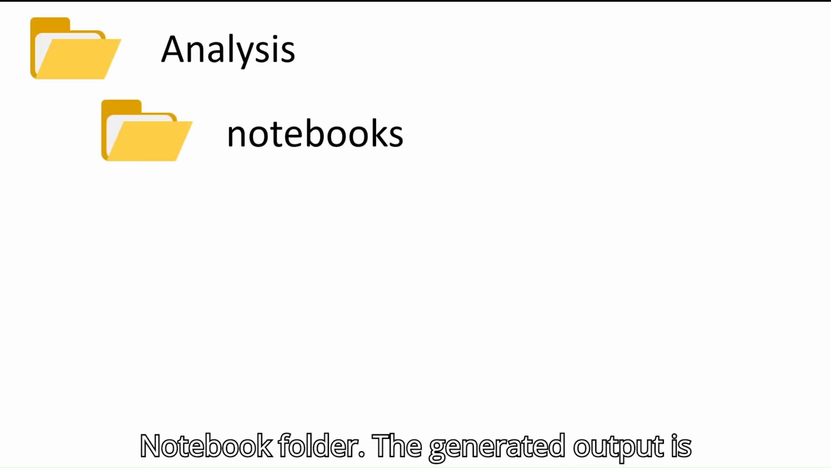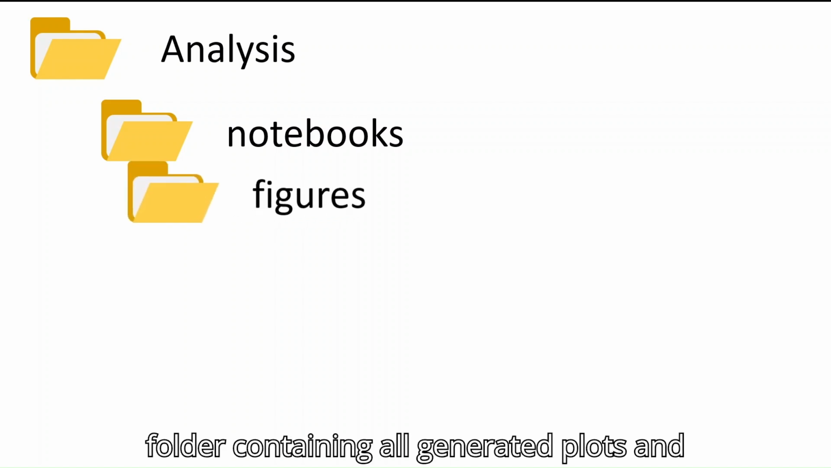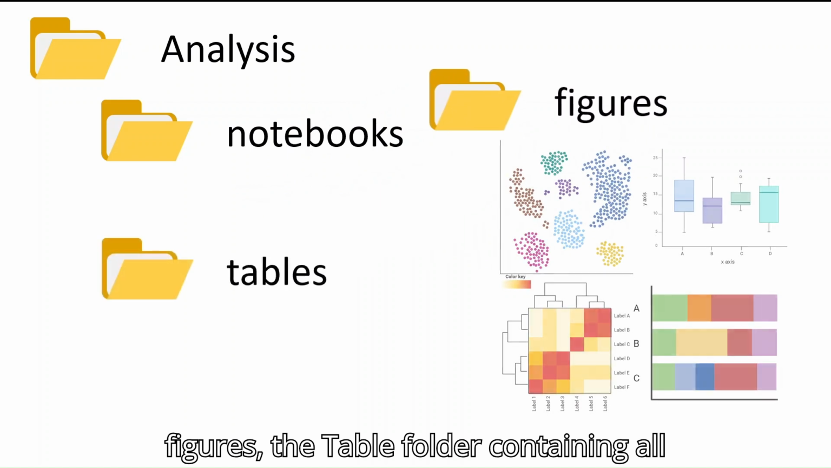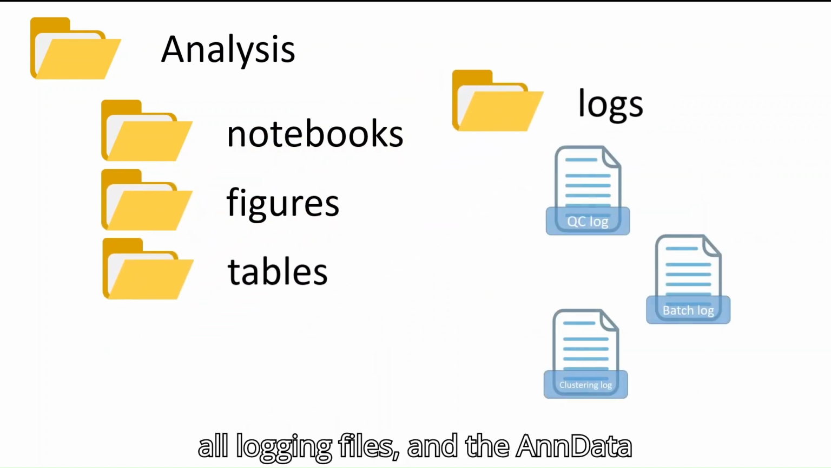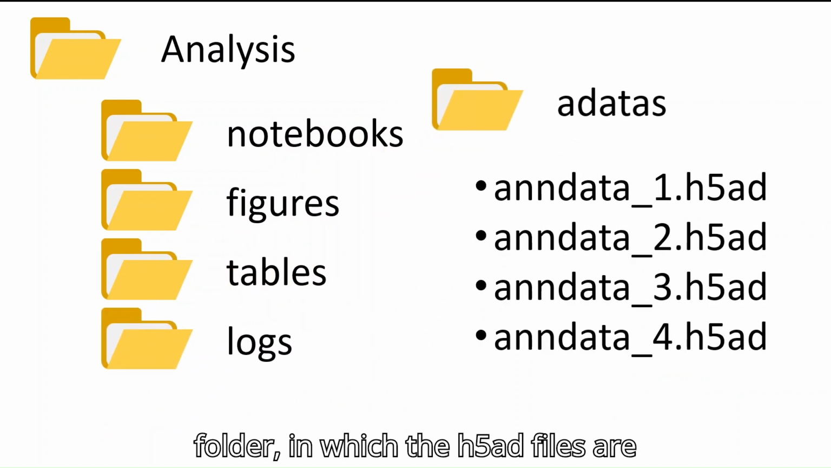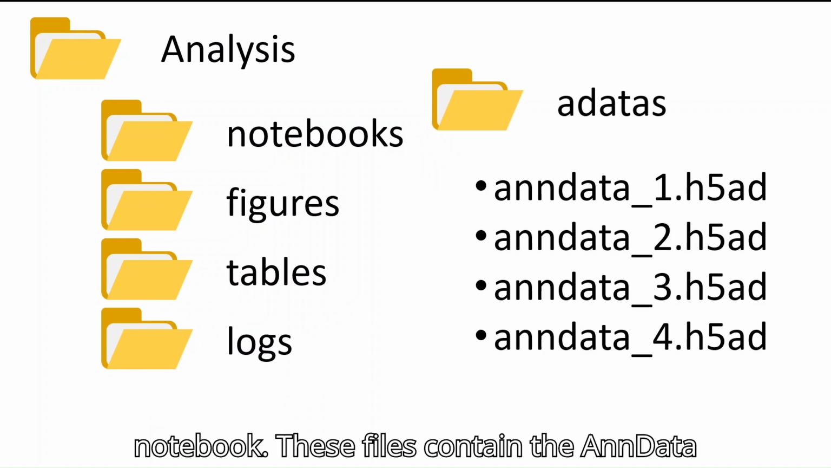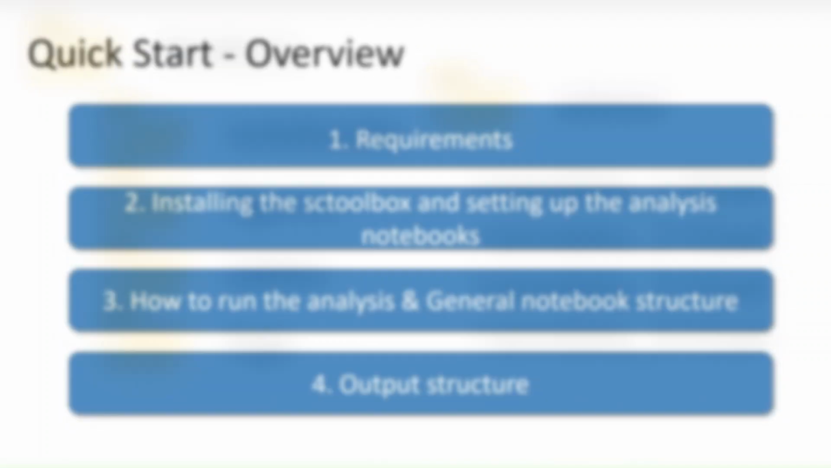The output files of each notebook are stored in the same directory as the notebook folder. The generated output is sorted in 4 main folders. The figure folder containing all generated plots and figures, the table folder containing all saved tables, the log folder containing all logging files, and the AnnData folder, in which the H5AD files are stored that are written after each notebook. These files contain the AnnData object and act as a checkpoint after each analysis step.